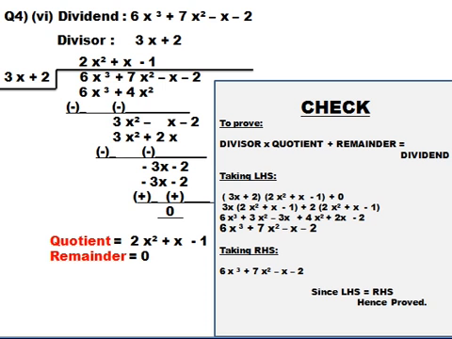So let's move ahead with the next part, that is the sixth part of the same question. We have a dividend and a divisor. We are proceeding further in the same manner. So you are going to get the result as 2x square plus x minus 1 and the remainder as 0. And like we have done in the previous question, we are going to cross check it in the same manner.